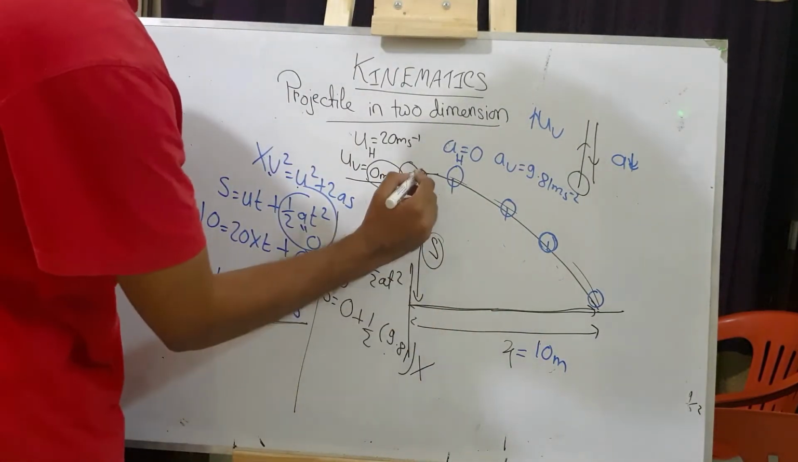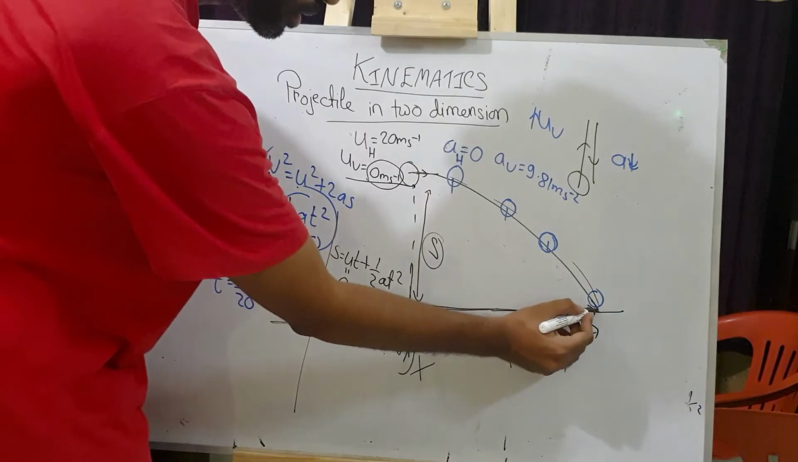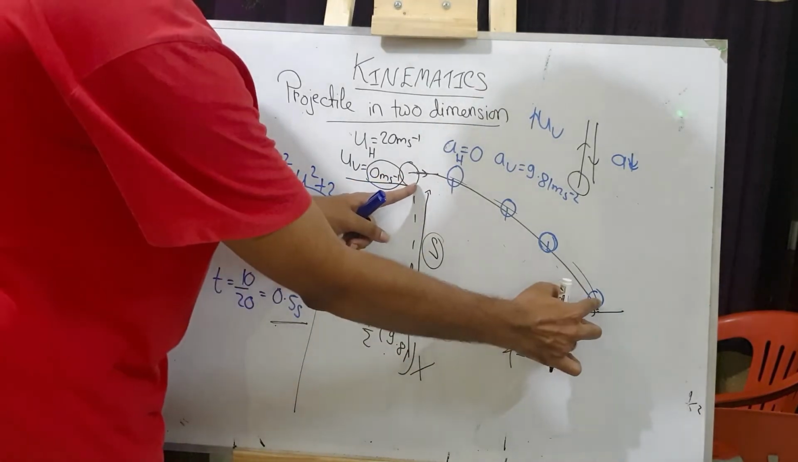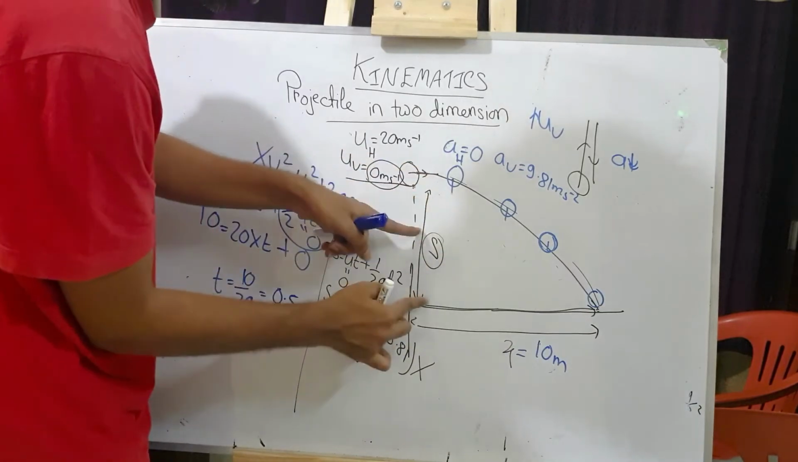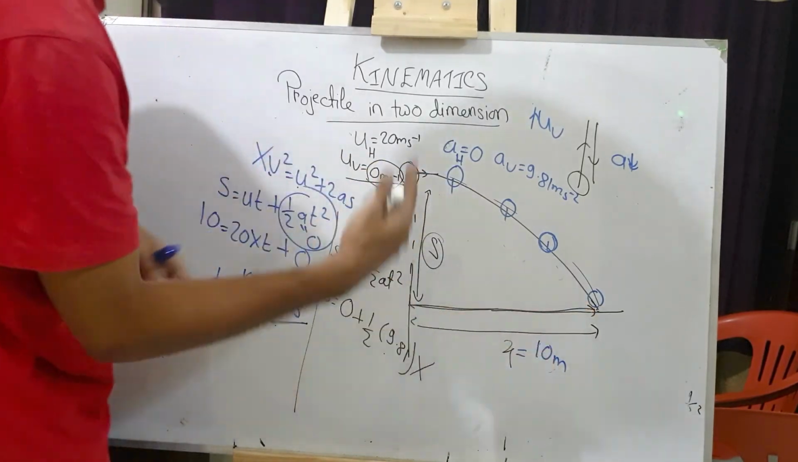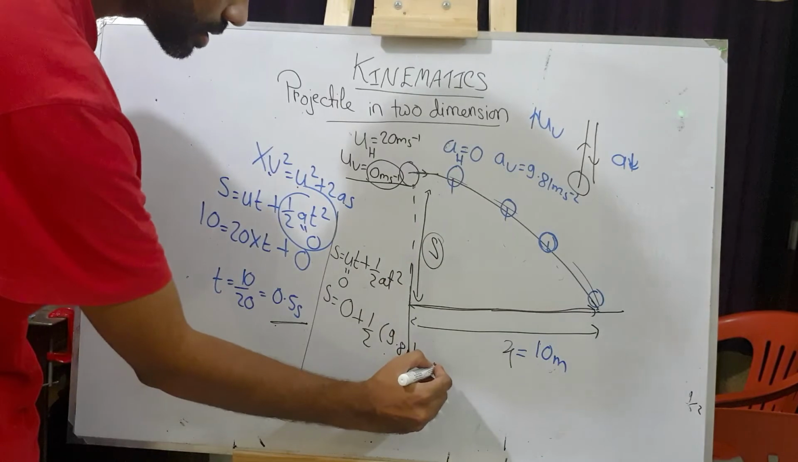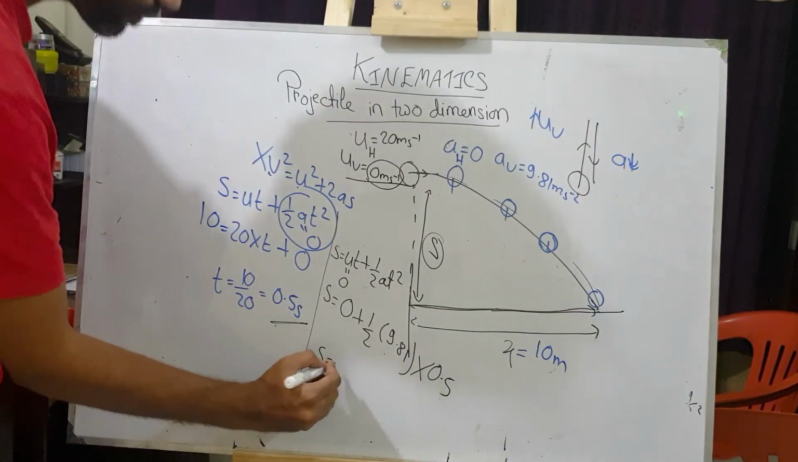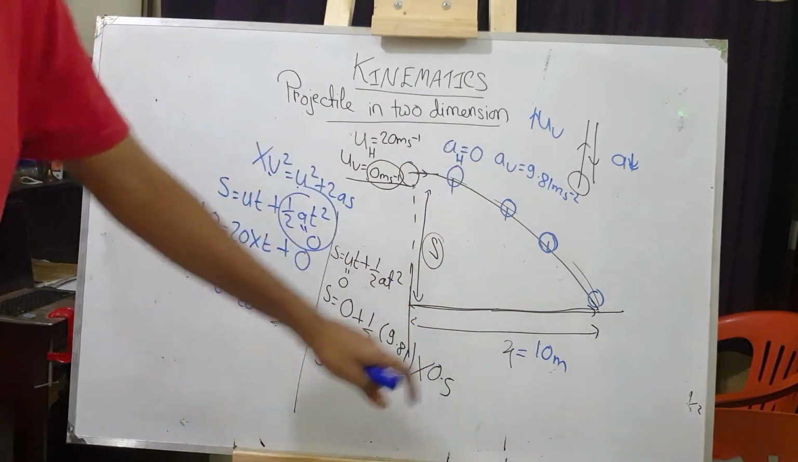Into how much time did it take to fall from here to here? The same as this one. If it takes 0.5 seconds to travel from here to here, it also takes 0.5 seconds to fall the same height from here to here, right? So the time remains the same, which is 0.5, and from using that you can find the value of the vertical displacement of the object.